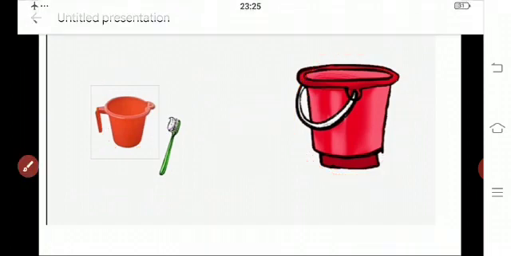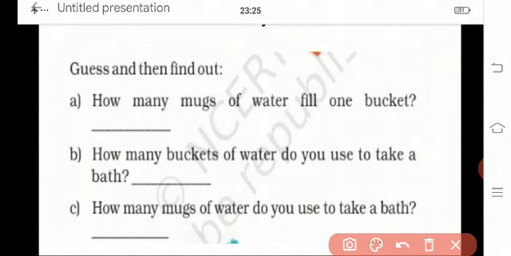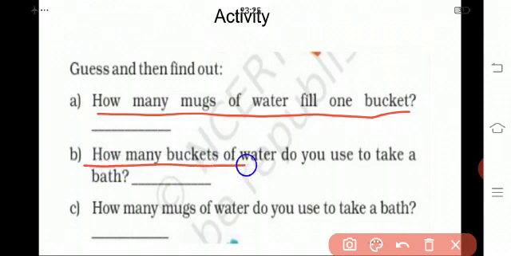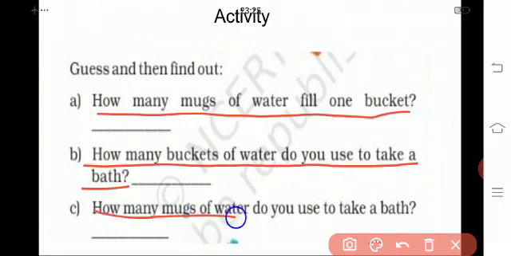Okay children. Now we are in the activity session. Guess and then find out how many mugs of water fill one bucket. You can try it at your home, then find the answer, children. Then how many buckets of water do you use to take a bath? Then how many mugs of water do you use to take a bath?